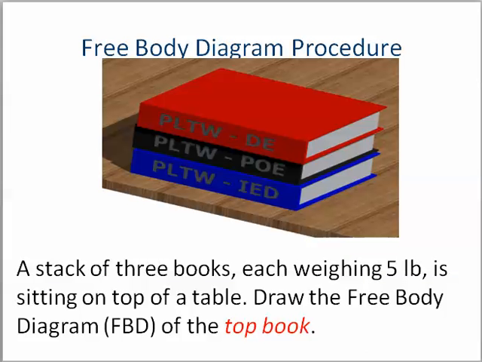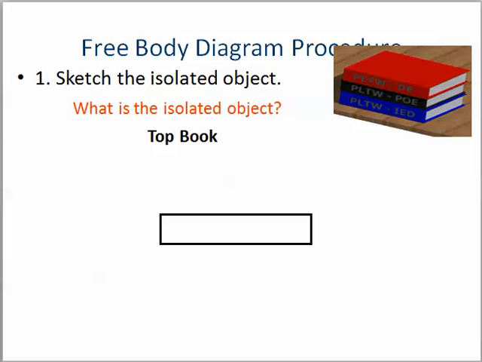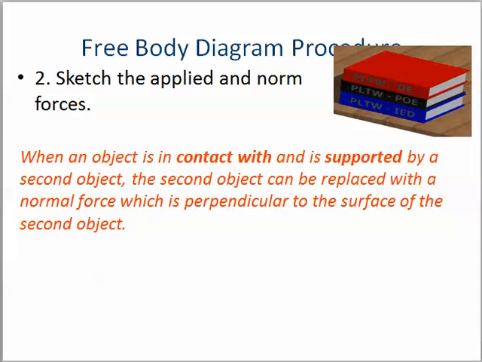A stack of 3 books, each weighing 5 pounds, is sitting on the top of a table. Draw the free body diagram, the FBD, of the top book. As we see here, they've drawn the isolated object. This is just this top red book. When an object is in contact with and is supported by a second object, the second object can be replaced with a normal force, which is perpendicular to the surface of the second object.